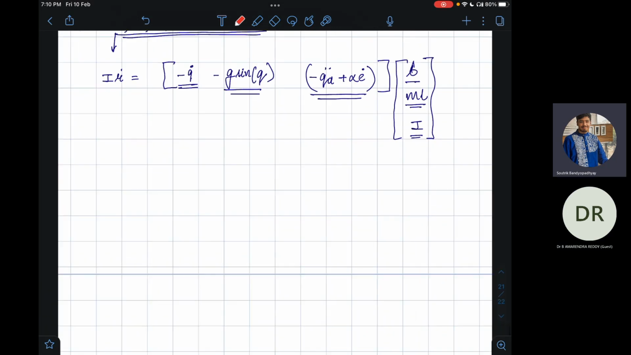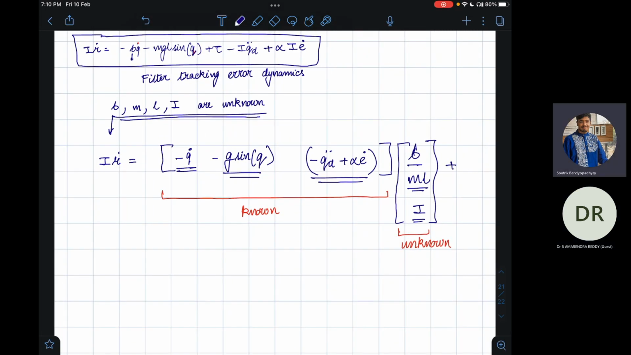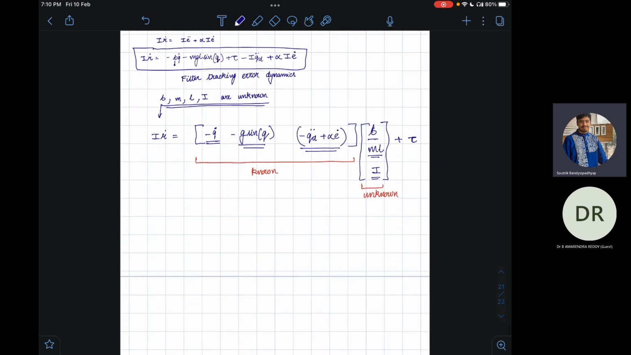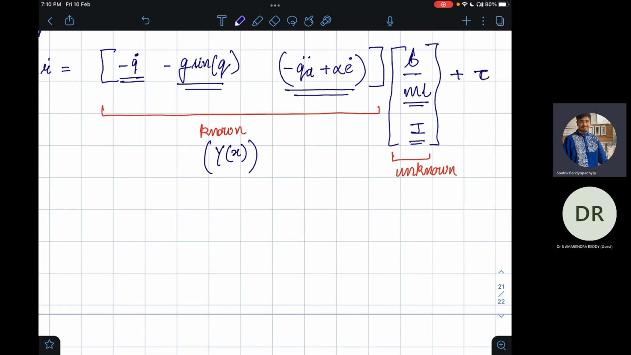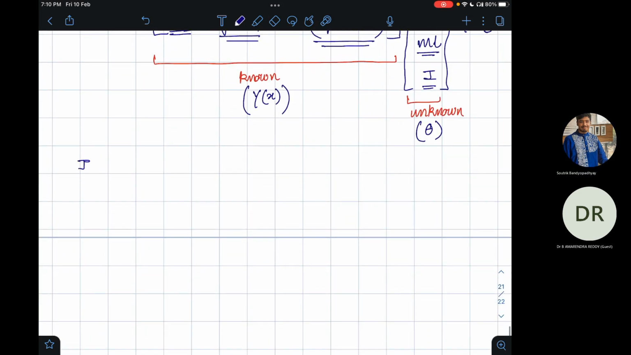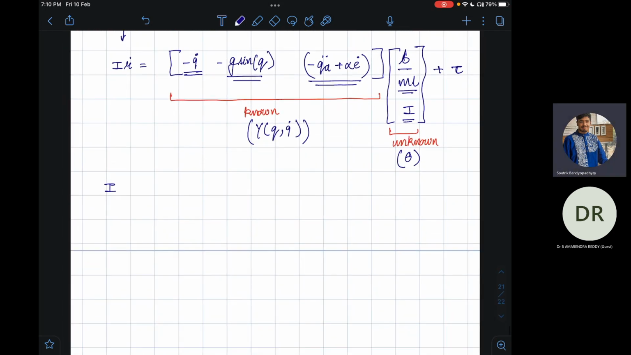Yes, sir. So this is known to you, and this is the unknown component. We are making it in the form of theta and phi transpose. Exactly, plus tau. The tau is also here, right? So the known function is called y of x because it is the function on the state, and the unknown component is called theta. Here we have mentioned q and q dot, which is essentially the state. So I r dot is equal to y of q, q dot, theta plus tau, right?